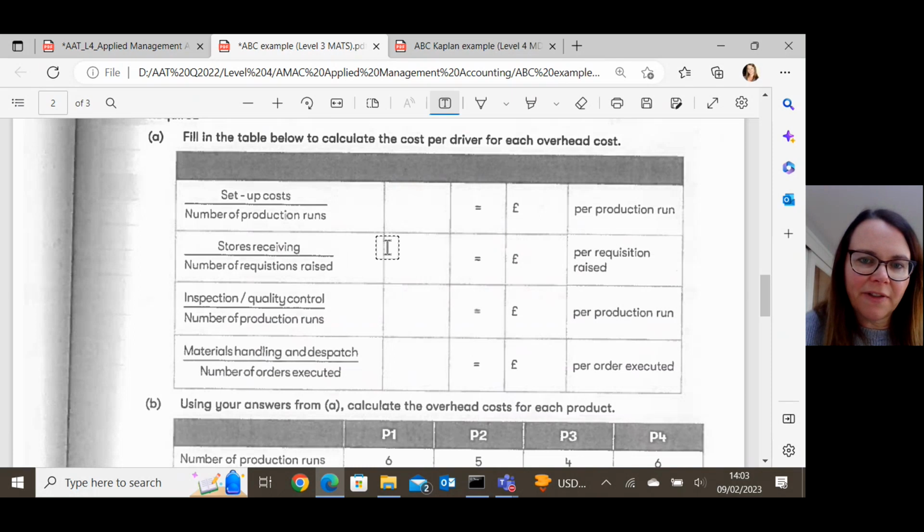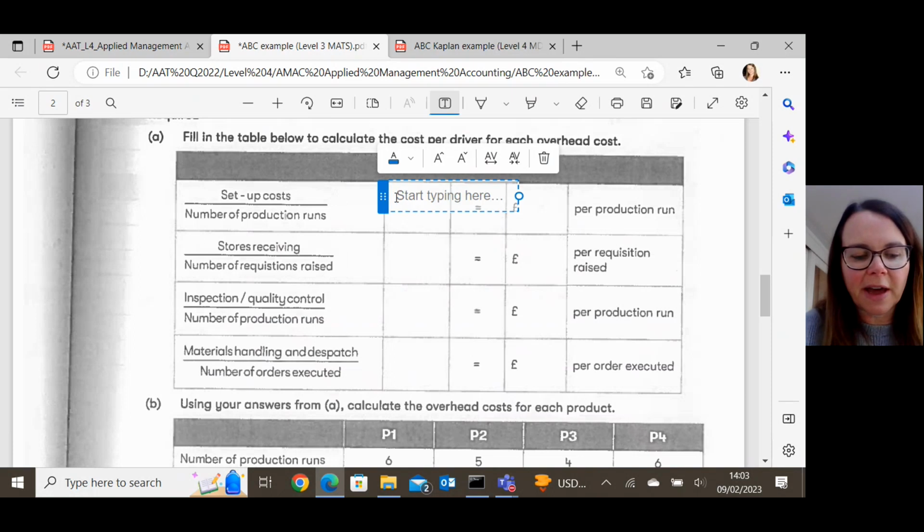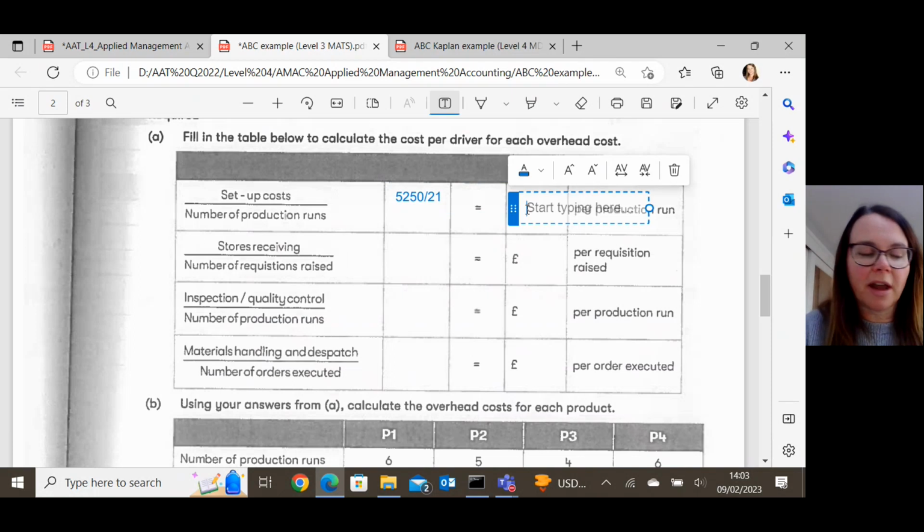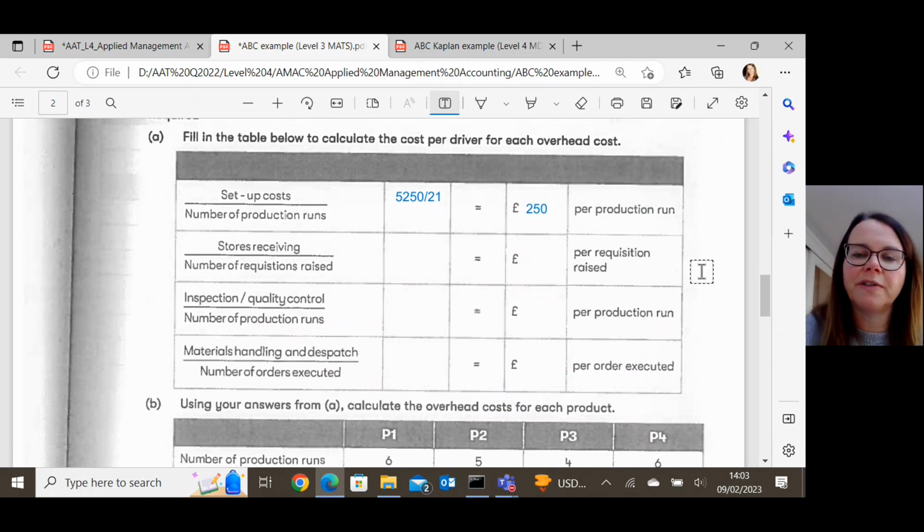So I'm not going to keep flicking up and down. I know that you've got this with you. So setup costs was 5,250. And we're going to divide that by the number of production runs. So the total number of production runs I just highlighted above was 21. So that gives us a cost per production run of £250.